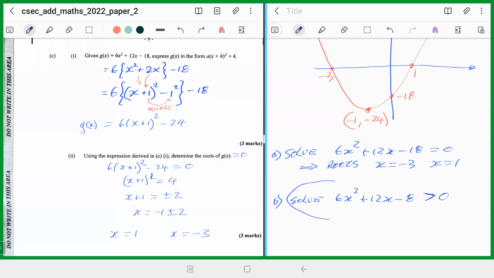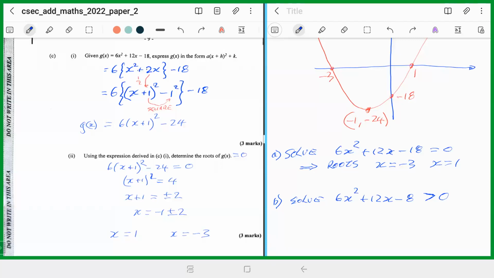What is this asking for? Solve this. If the question says solve this, what is it asking you for? It's asking you for the roots themselves. X equals minus 3 is one root. X equals 1 is another root. Then I say, okay, the same quadratic expression, the same quadratic function, and I'm saying now greater than 0. What is this one asking you for?